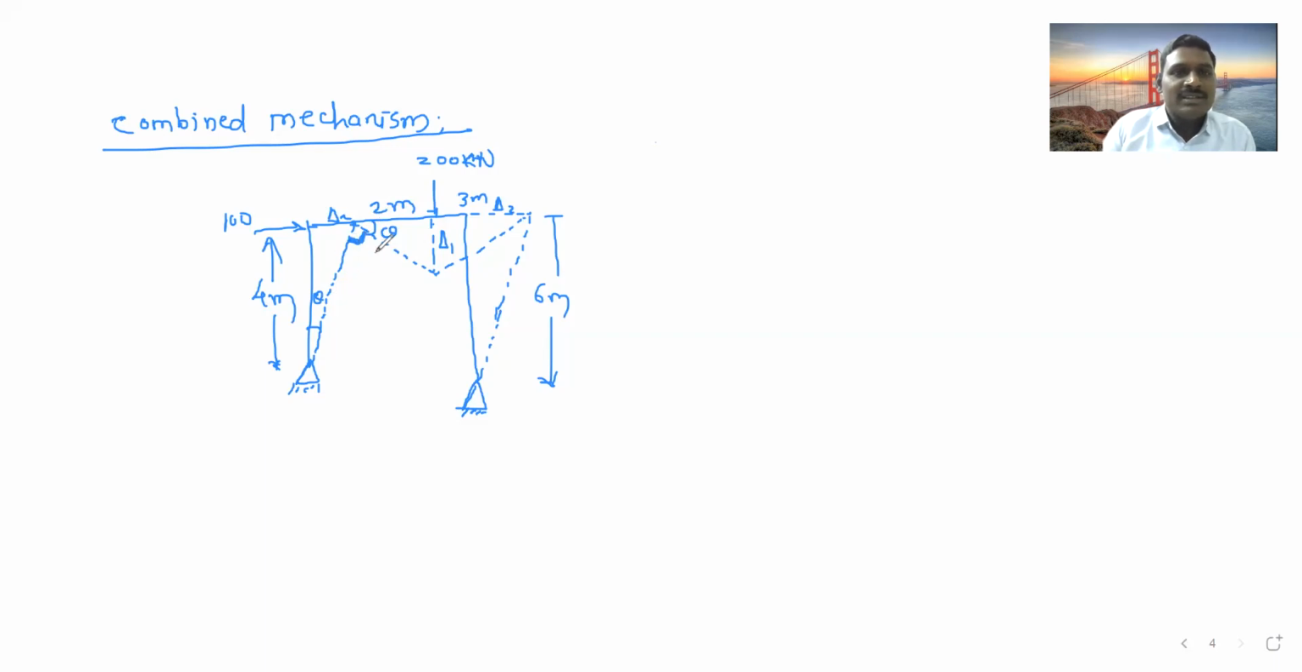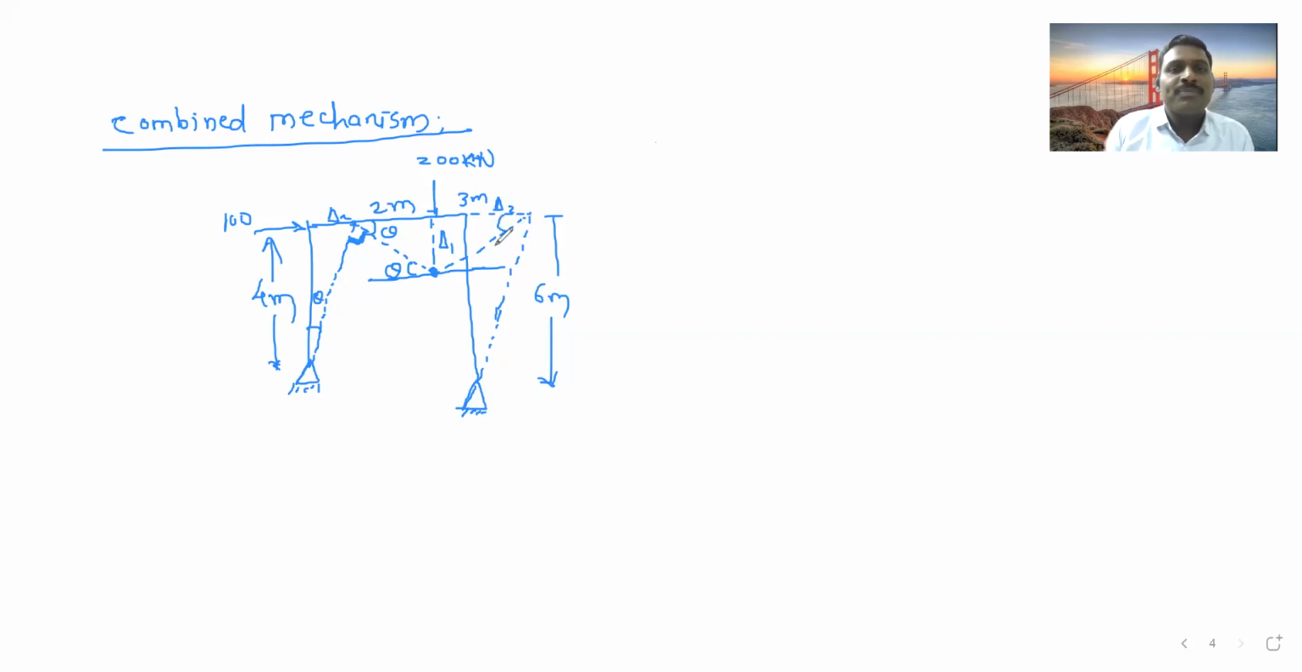So this angle will be 90 degrees. Why? Because the whole frame is deflecting with this horizontal and 200 kilonewton load. So in the beam and column mechanism, at that time this angle will make a right angle. So this is theta, this is theta, then again this will be theta, correct? Yes, sir. This will be theta, this is theta, so this will be theta.